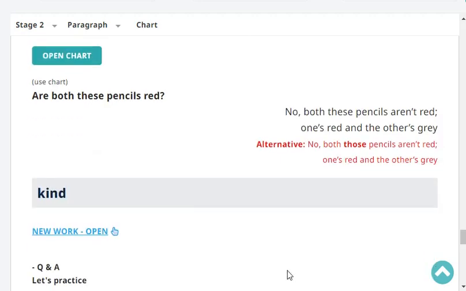Are both these pencils red? No, both these pencils are not red. One's red and the other's gray.